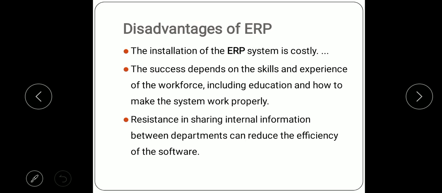Next disadvantage is the success depends on the skills and experience of workforce, including education and how to make the system work properly. So all the employees need to be trained here, and if they will not get proper training, then they will not be capable of using the whole system. Then resistance in sharing internal information between departments can reduce the efficiency of the software.